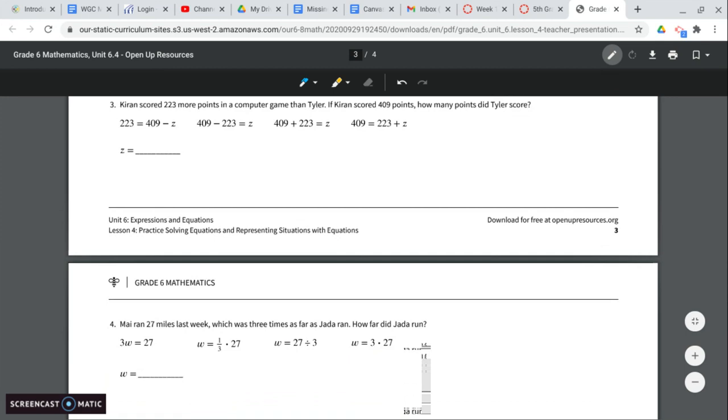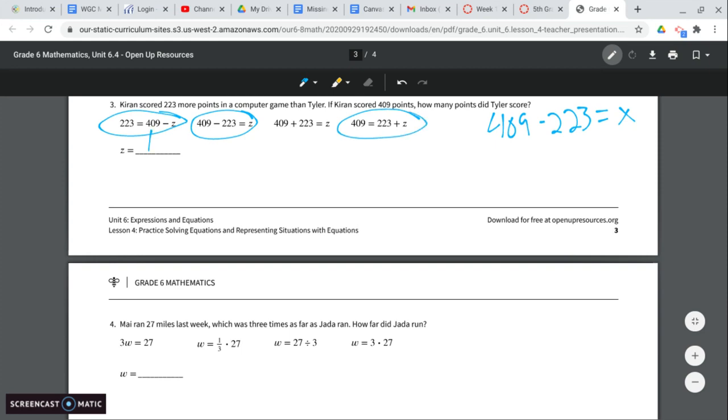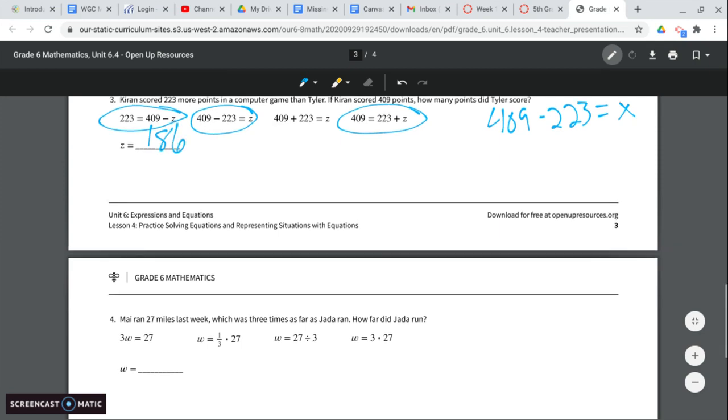All right, number 3, Kieran scored 223 more points in a computer game than Tyler. If Kieran scored 409 points, how many points did Tyler score? So we know we'd be subtracting these two to find the difference, or to find a value. So this one works. The first one also works. And the last one works. And if we take 409 minus 223, we get 186.